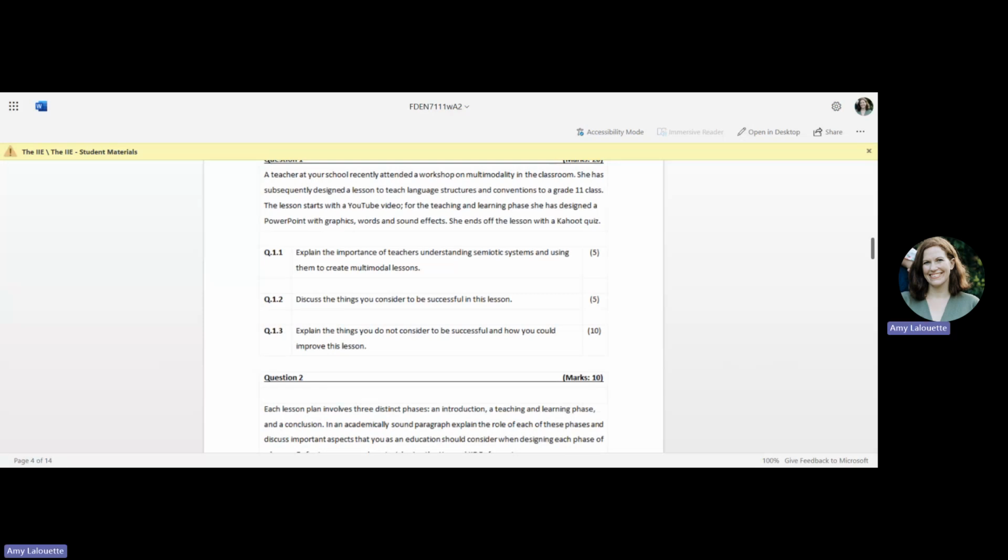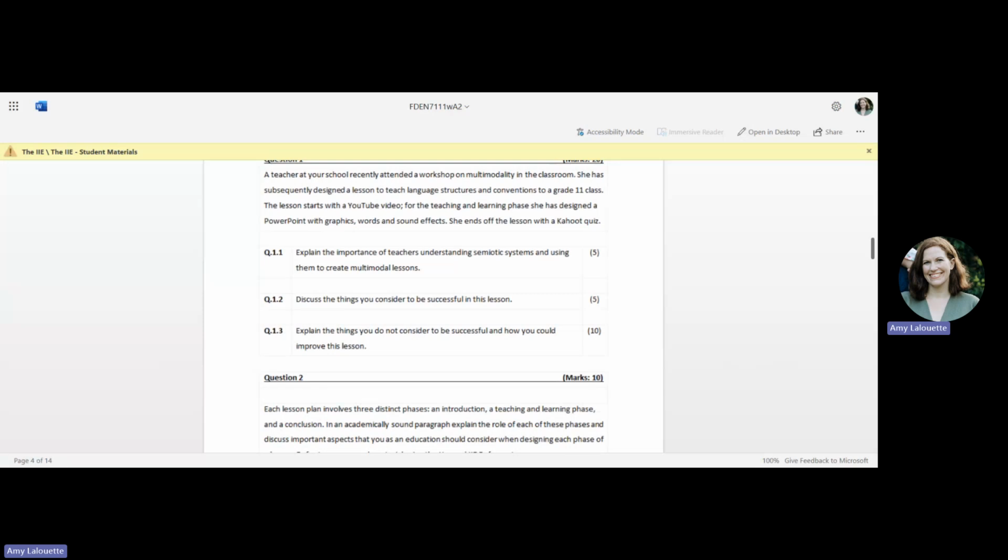Then we go on to question 2. Now we're going back to this lesson that the teacher has designed. So if you were to sit in on that lesson, what would you say was successful? So 5 marks, 5 points. Then 1.3, explain the things you do not consider to be successful and how you could improve this lesson.